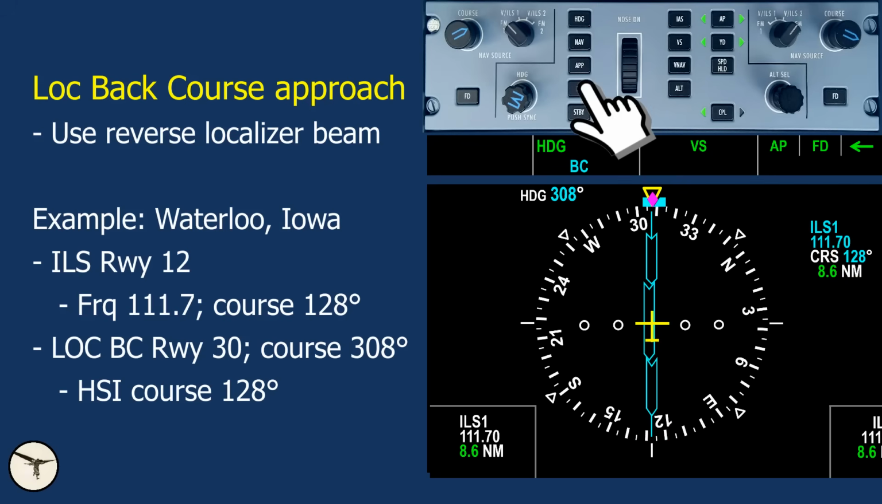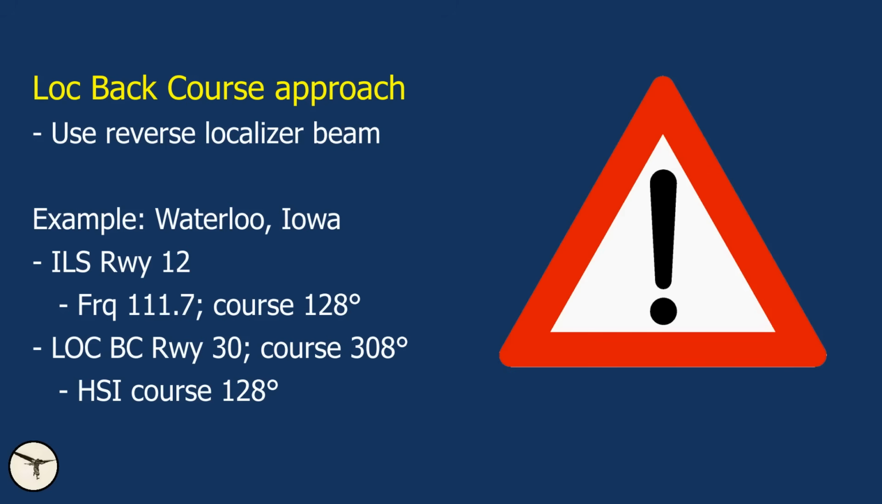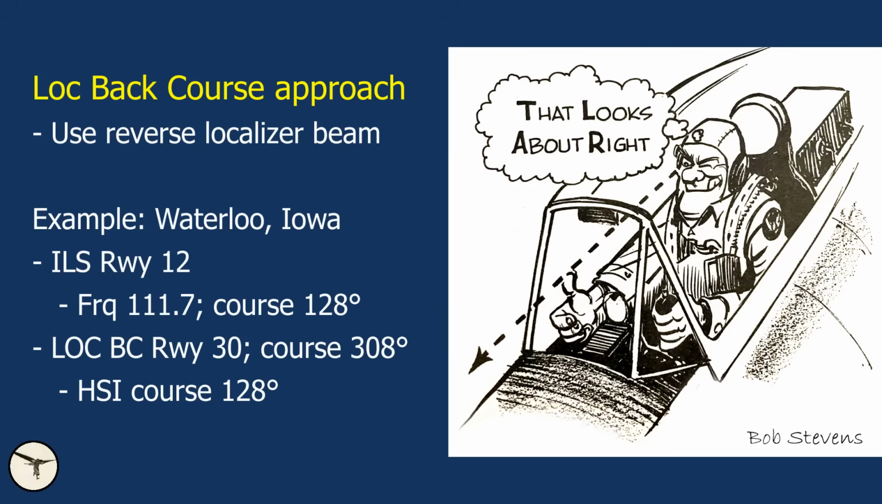If the course select is incorrectly set to 308 degrees, the deviation bar on the HSI will reverse, causing it to deflect in the wrong direction and misleading the pilot to steer away from the localizer beam rather than towards it. Warning: never fly a localizer backcourse unless it is certified by the relevant authority. Attempting to improvise your own procedure is unsafe, as the localizer backbeam is not calibrated, and there is no guarantee that the approach meets safety standards.